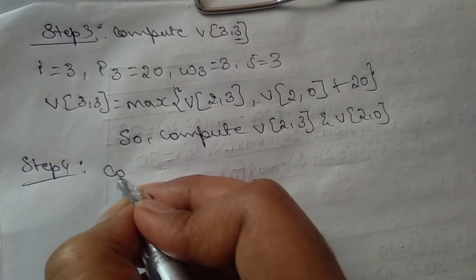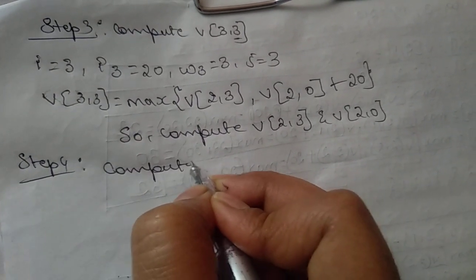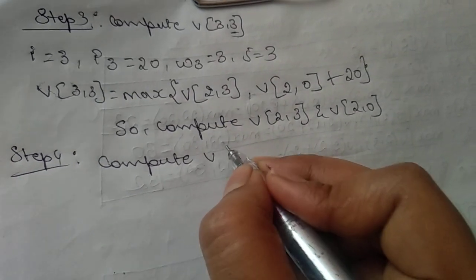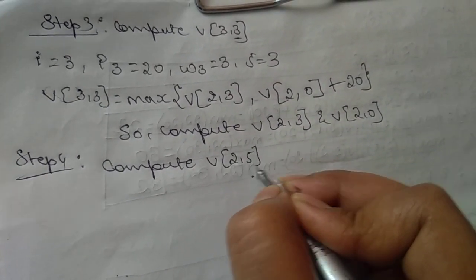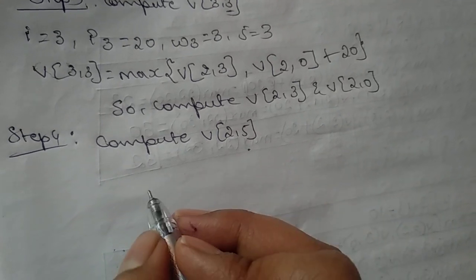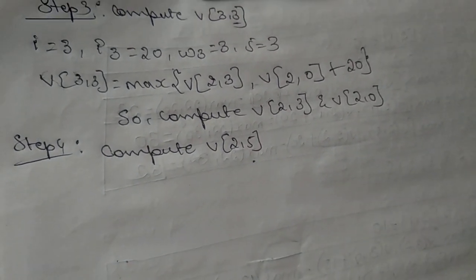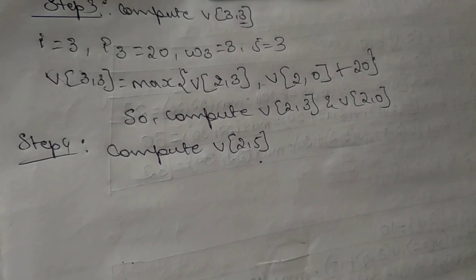Step 4. Stepwise, if you complete all the things, then there will be no confusion. If you get confused in the values, then mark whichever values you have found out. So V of 2 comma 5 I am going to find out now.